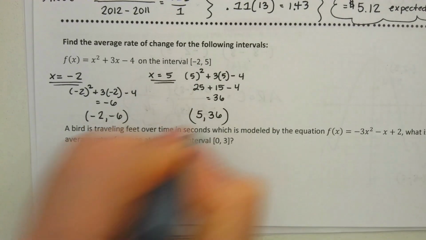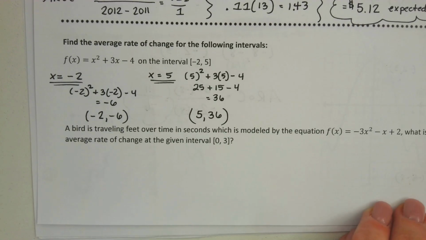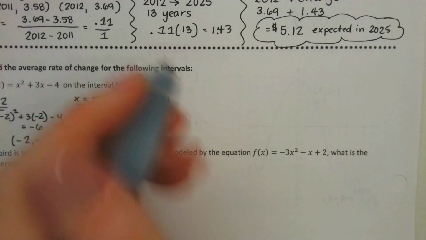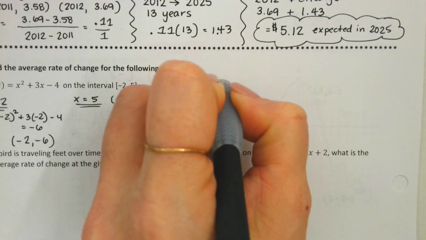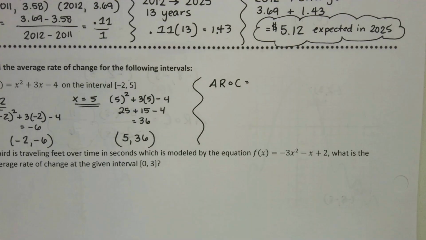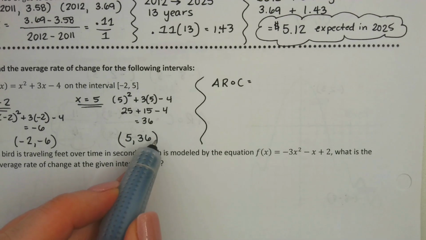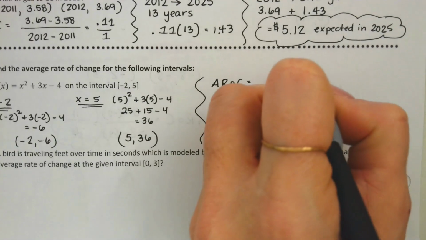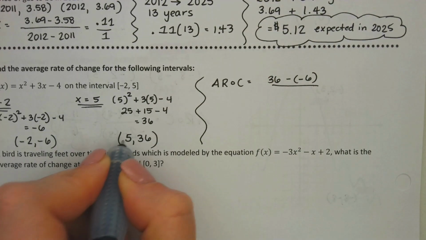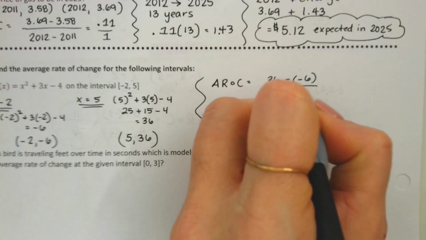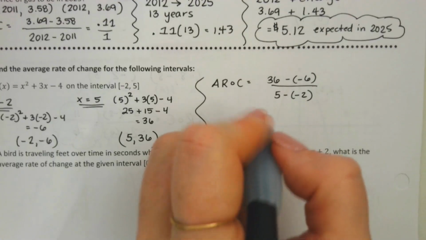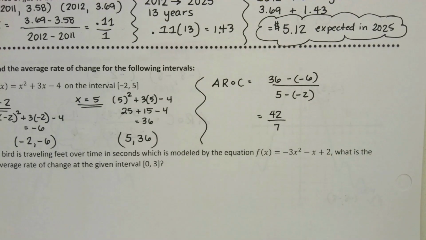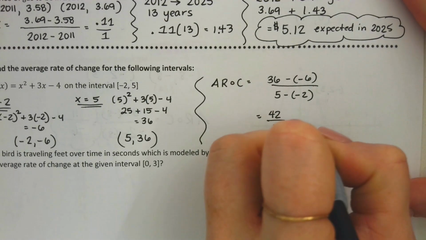And then once I have the 2 points, now it's basically like the ones we did with the table. We're going to use just those 2 points to help us find the average rate of change. Okay, so on the top, we'll do the output minus the output. So that's 36 minus -6. And on the bottom, we'll have 5 minus the -2. We'll get that simplified. 42 over 7, which simplifies to 6.